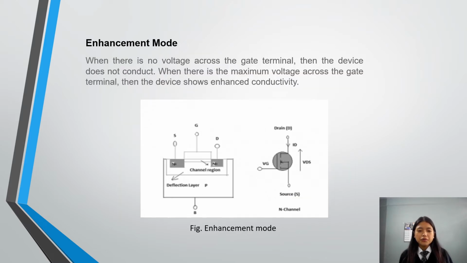Enhancement mode: when there is no voltage across the gate terminal, then the device doesn't conduct. When there is a maximum voltage across the gate terminal, then the device shows enhanced conductivity. And this is the figure for the enhancement mode.